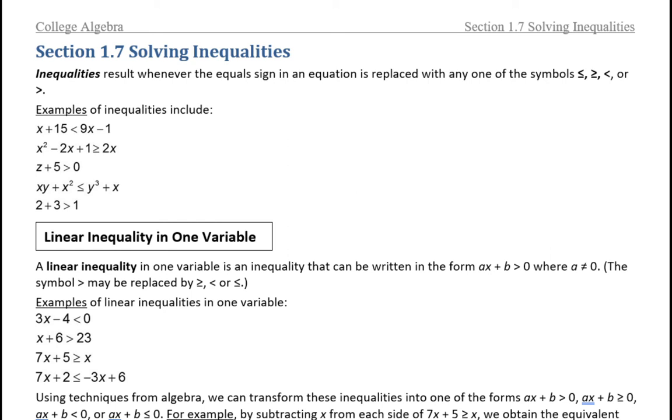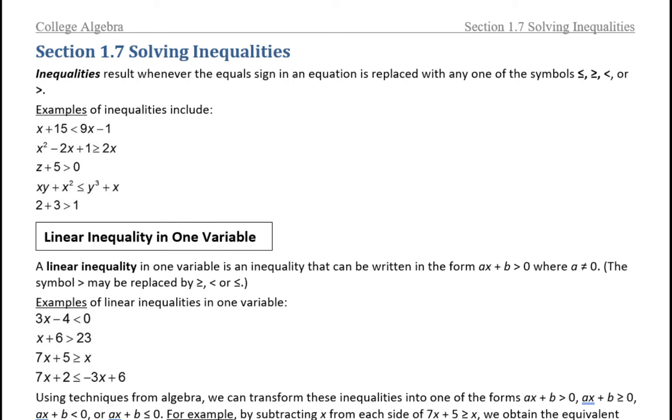We have four symbols. They simply stand for greater than or equal to, less than or equal to, less than, and greater than. In an equation, once you replace the equal sign with an inequality symbol, then that becomes an inequality. So it's the same format. For example, there's no equal sign here, there are only inequality signs.